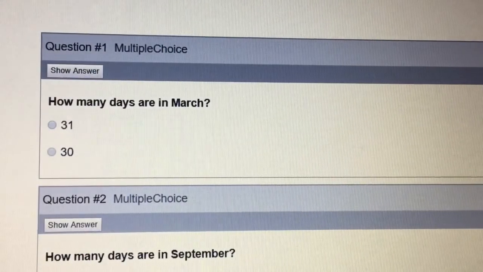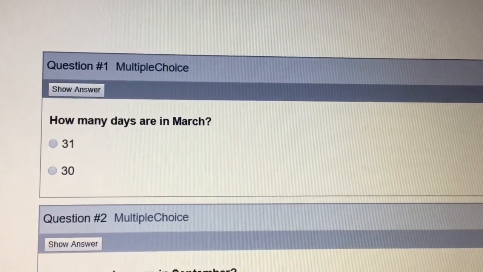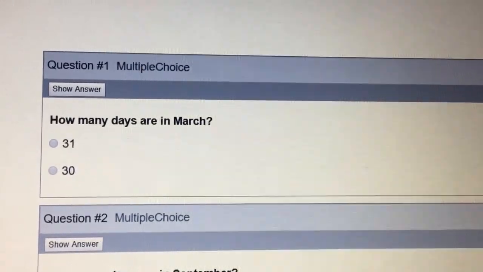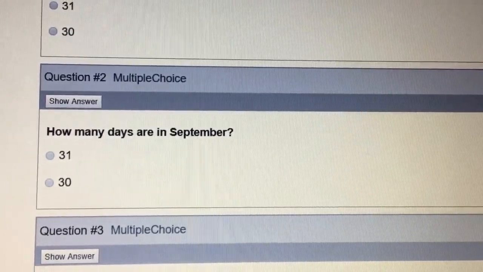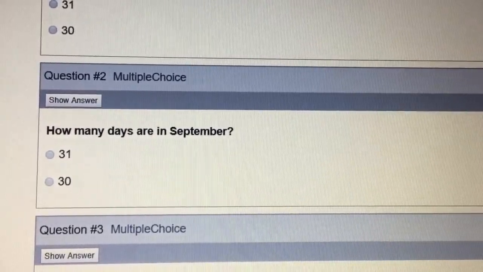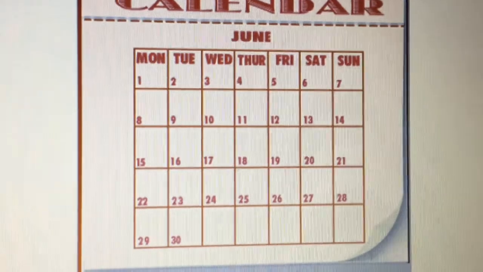Question number 1. How many days are in March? 31 or 30? Question 2. How many days are in September? 31 or 30? Question number 3.